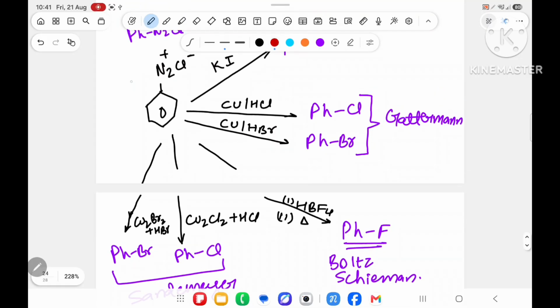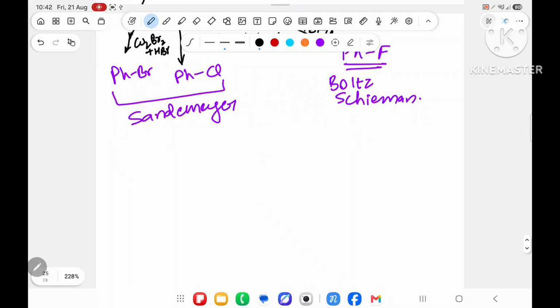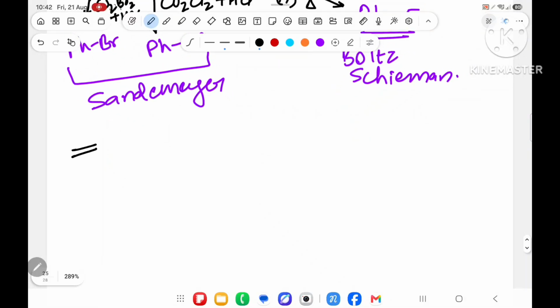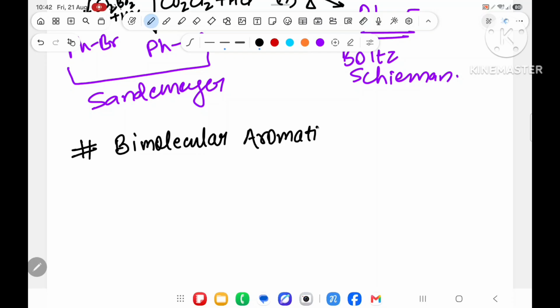And all these reactions will follow SN1 aromatic. So SN1 aromatic is also done. Understanding? So the remaining SN1, SN2, everything is very small. Now after this we are going to see the next part, and that part is called bimolecular aromatic substitution. What is that?